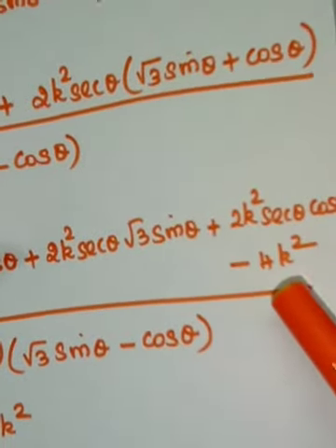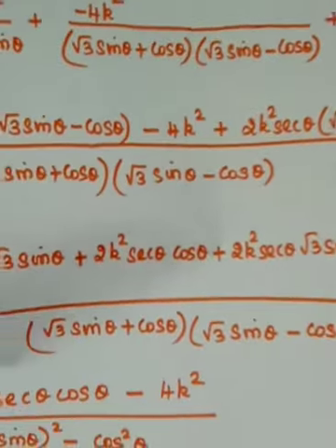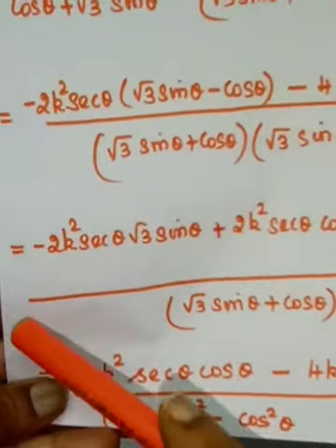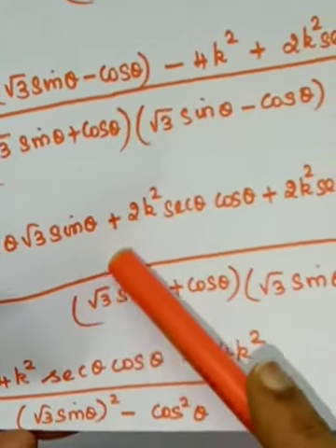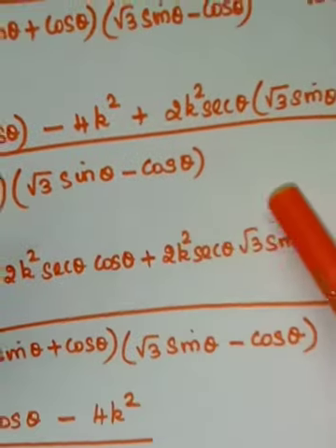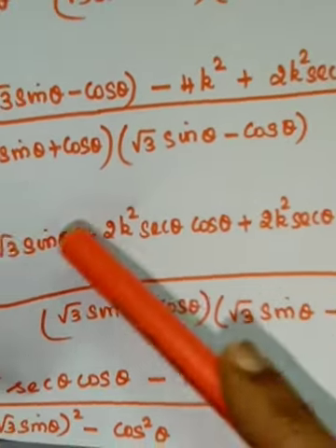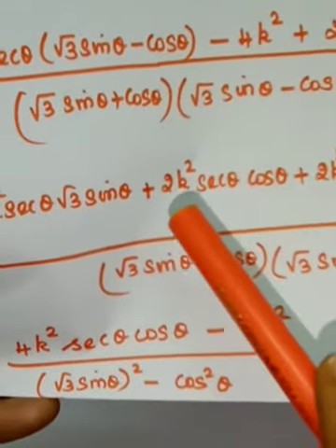So it is minus 4k squared. Now what you have to do: this term is in minus here, and in the third term the same thing is in plus. So both get cancelled. So what is remaining?